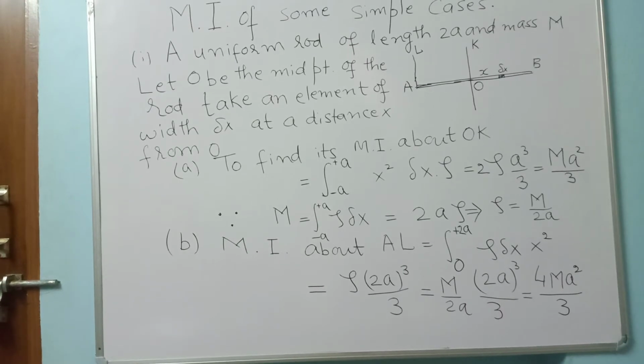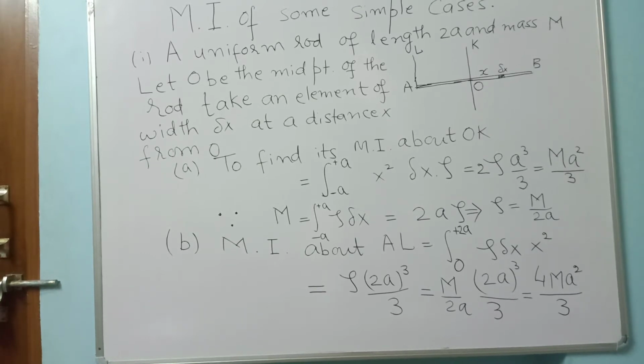So let us continue to find the moment of inertia of some simple cases. Last time I defined the moment of inertia. What is moment of inertia? The mass into perpendicular distance square from the given axis. So in moment of inertia, axis plays a very important role because it becomes different for different axes, and in rotational motion, moment of inertia plays a very important role. You can't do the mechanics of the universe without knowing the moment of inertia.